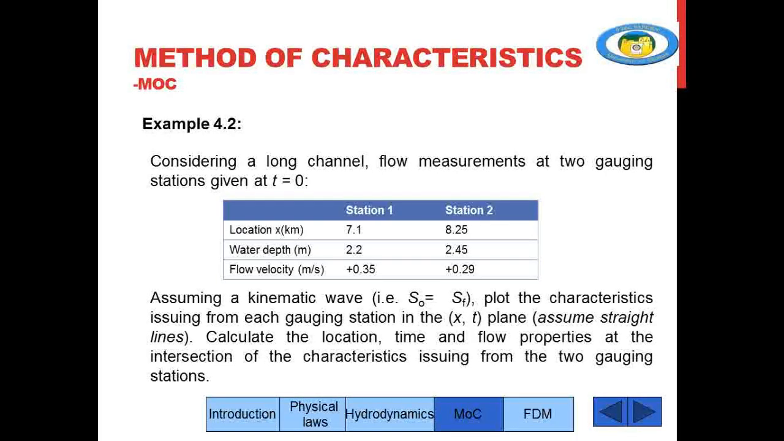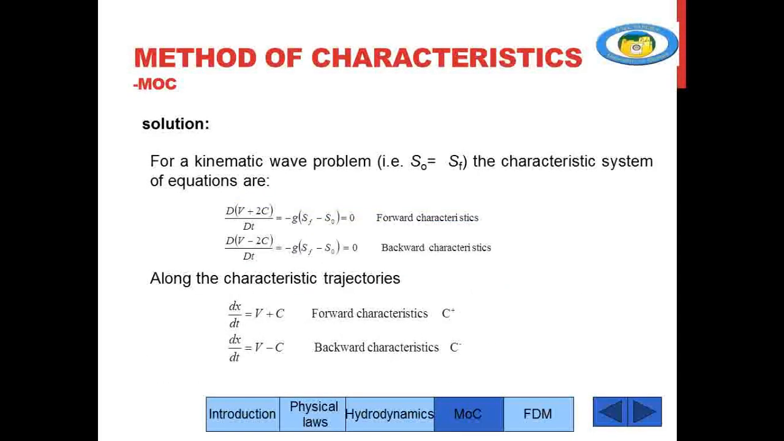Assume kinematic wave. You are asked to plot the characteristics issuing from each one of the gauging stations in the xt plane, assuming straight lines. Calculate the location, the time, and flow properties. Basically, the velocity and the depth issuing from the two gauging stations. Now, for a kinematic wave problem, it's not equal to SF. So those 4 systems of characteristic equations would apply.